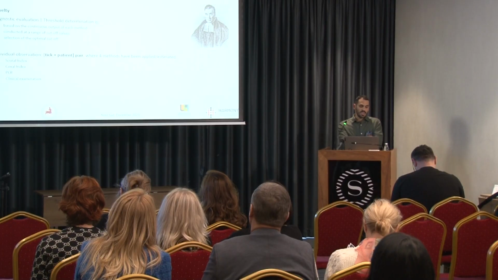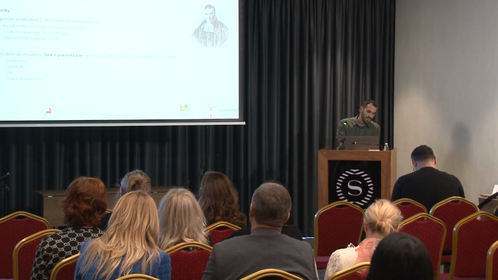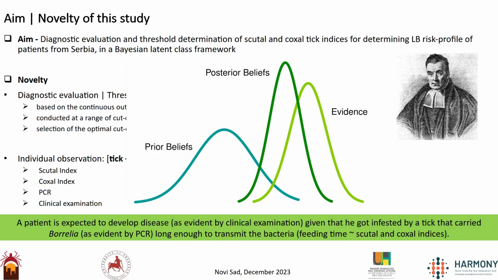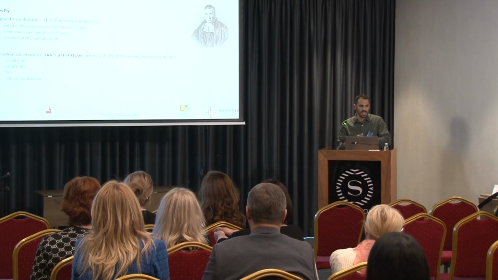The second novelty is to say that in our data set, the individual observation was considered the tick and the patient pair. So in a way, we have an individual observation where we can have a patient and a tick that was removed from this patient. So basically, in that pair, in that individual observation, we can consider that 4 methods have been applied or estimated. The Scutal and the coxal index were estimated, so we have the continuous output for these 2 markers. We have the PCR testing of the tick, and the patient later on was clinically examined.